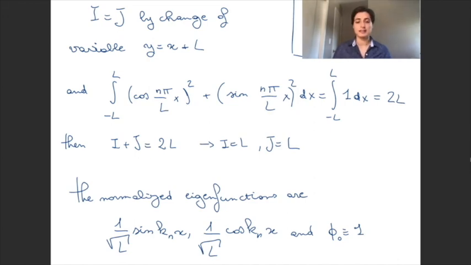So the normalized eigenfunctions are 1 over square root of L sin knx and 1 over square root of L cosine knx, and phi 0 also should be normalized, so it's 1 over square root of 2L.